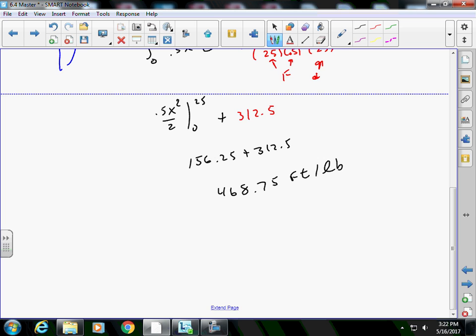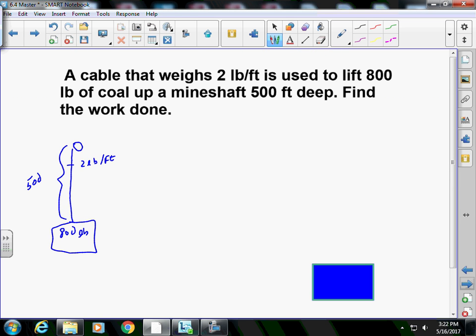Here's another problem similar in nature to that. This time it says I have a cable that weighs 2 pounds per foot. It's used to lift 800 pounds of coal up a mine shaft 500 feet. Find the work done. So this time I'm going to set it up a little different. I'm going to go from 0 to 500 because all 500 feet of that cable has to be wound up. I am told that the cable's 2 pounds per foot, so it's 2x.